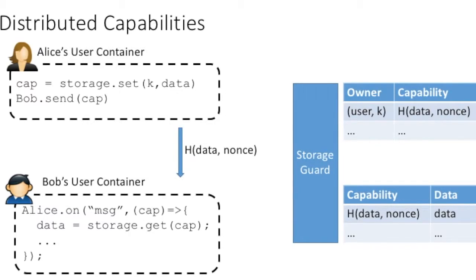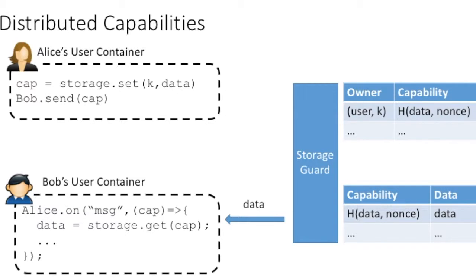Now, Alice can send that capability, which is small, to Bob's user container, and now Bob can directly use that capability with any of the storage guards to retrieve that data. So that capability now provides proof of access. Because we expect the database to be scalable and there to be multiple storage guards, this capability can be independently verified by any one of the storage guards, and that allows the database and application to scale independently.